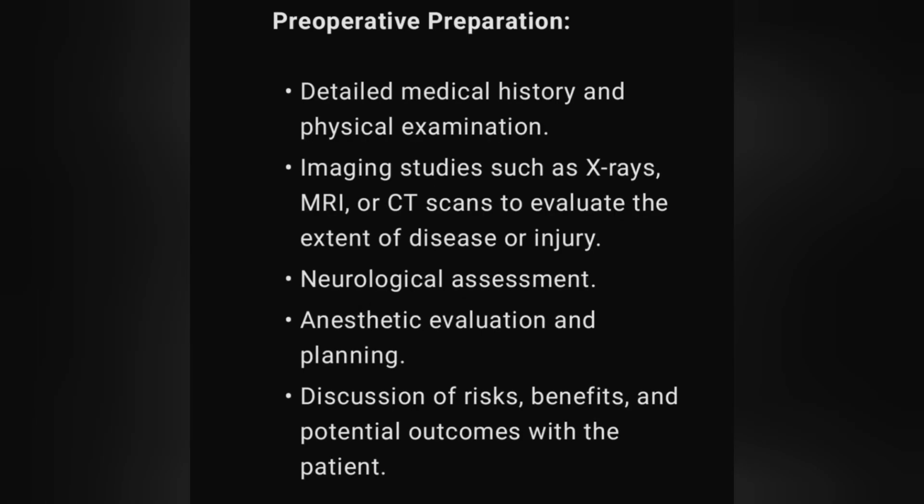Now, let's get into the actual procedure of a corpectomy. The corpectomy procedure can be broken down into several key steps. First, anesthesia and positioning. The patient is placed under general anesthesia. The positioning depends on the level of spine being addressed, with common positions being supine for anterior approaches and prone for posterior approaches.